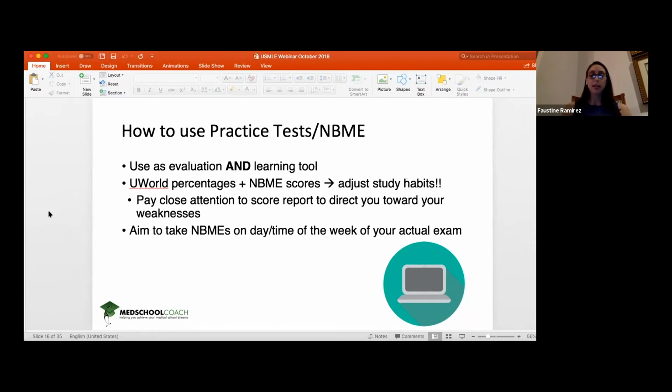And what I recommend is simulating the entire test day experience. So taking the practice test at the exact same time as your test is scheduled to start, and planning out when you're going to take your breaks, and what snacks and food you're going to eat. So simulate the exact test day experience, and that helps you build stamina.